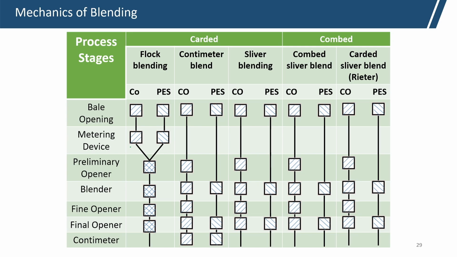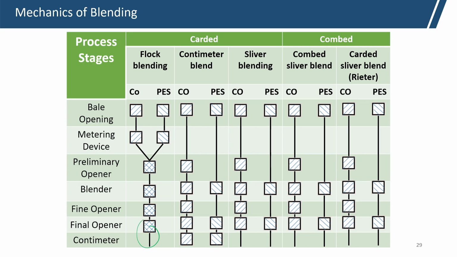proportion. If it is 50-50, then equal quantity is mixed, then it goes to primary opening. After mixing, the primary opening is there, then another opening where the blending is, it is called the blender, then the fine opener is there, then next is final opening, then the contimeter is there, that means there will be weighing, final weighing will be there.